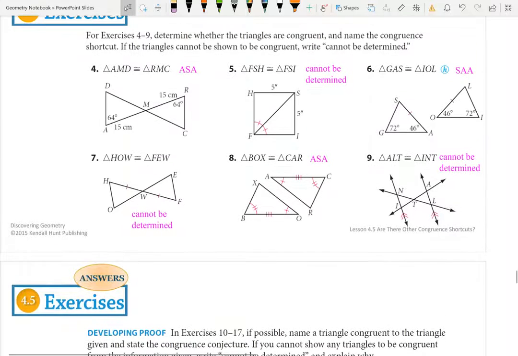Next is 4 and 5. Determine whether the triangles are congruent and name the congruent shortcut. If the triangles cannot be drawn to be congruent, write cannot be determined. In 4, the answer is ASA. Well, why is that?